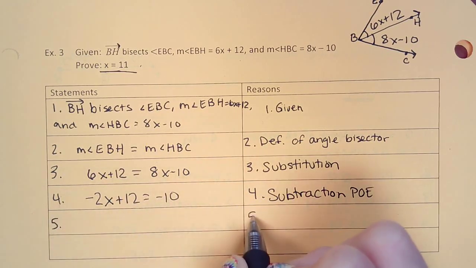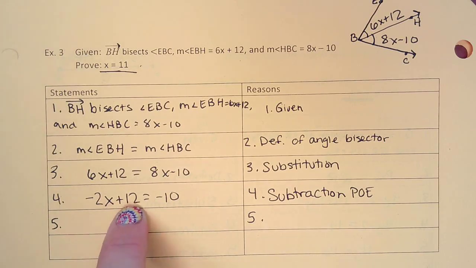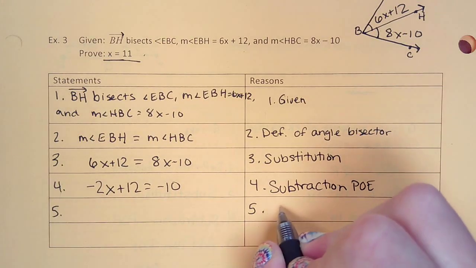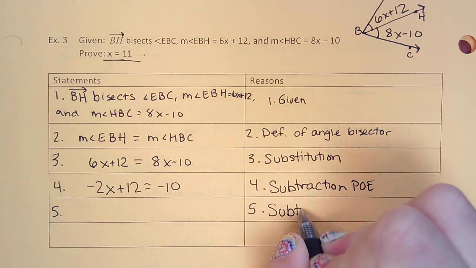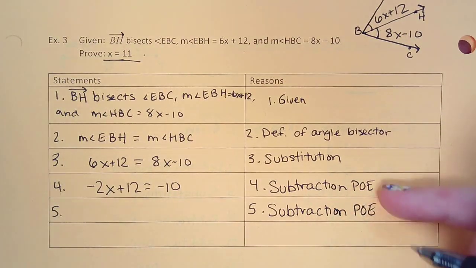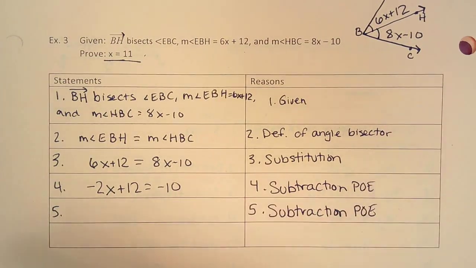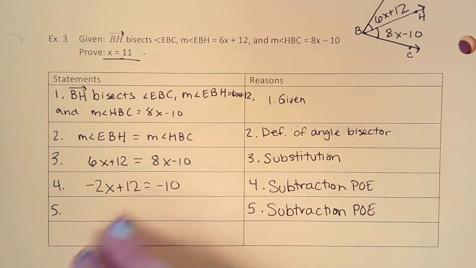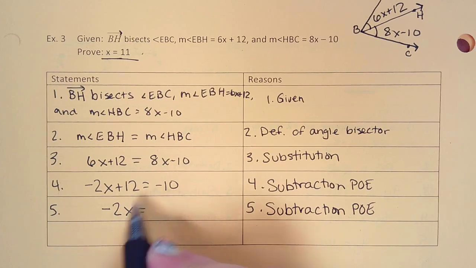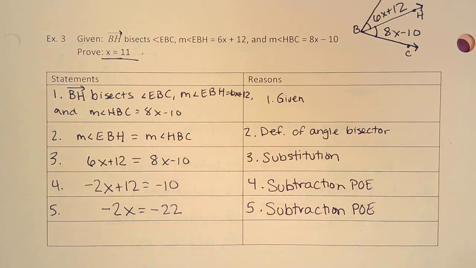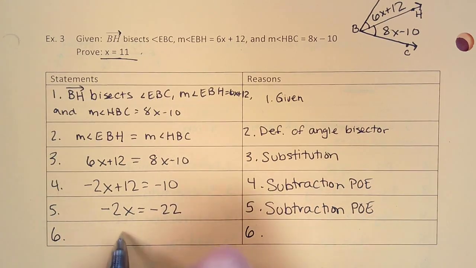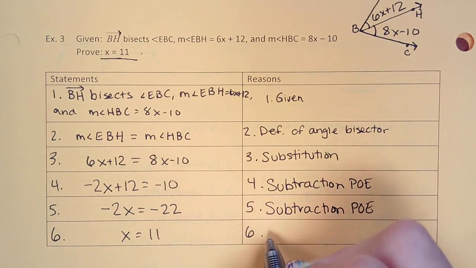Step 5. Now I'm trying to get x alone so I can move the 12. I would be subtracting 12 on both sides. So again, it would be subtraction, POE. Because these are both the same step, I could have done them in the same step, so you would have one less step on your proof. Negative 10 minus 12 is negative 22. One more step to get x alone. Divide both sides by negative 2, so x equals 11. Division POE.